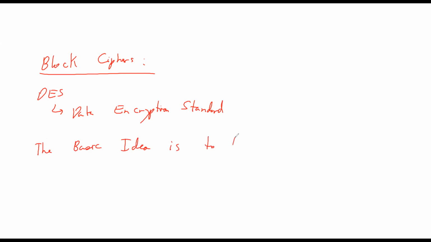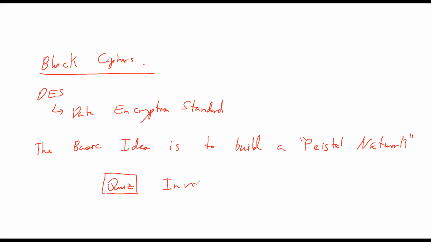The basic idea is to build a Feistel network. We went over the Feistel network, and then I believe that's where we stopped. You had your quiz. We will go over the solution of that quiz on Tuesday, which was basically to do the inverse. That was our stopping point last week.